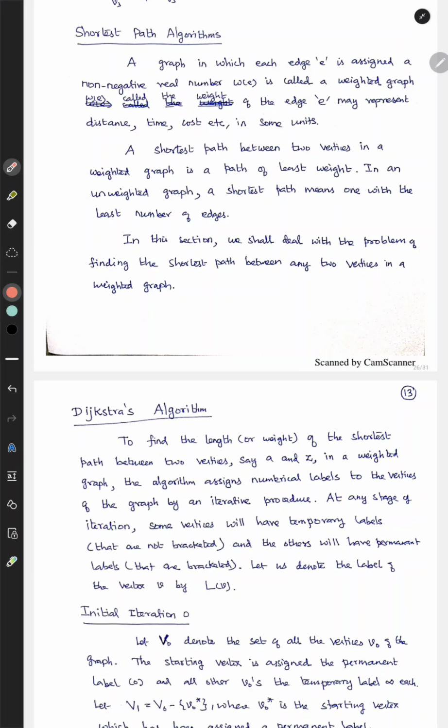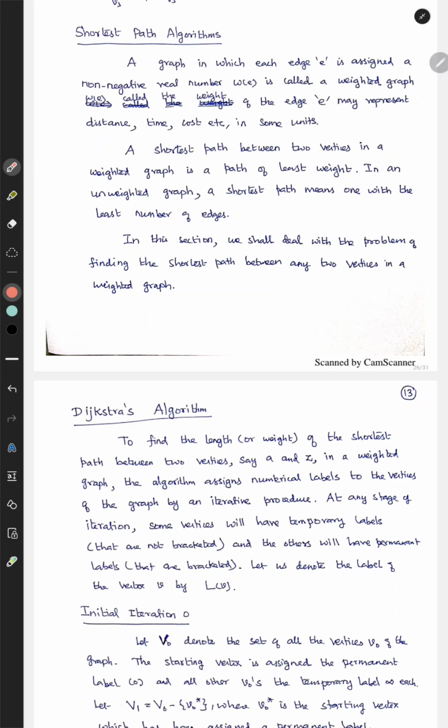So the next section is shortest path algorithms. Every edge is associated with a weight, a non-negative real number. If such a number is associated with each edge, then you call the graph a weighted graph. An edge having a numerical value associated with it is called a weighted edge, and if all the edges of a graph are weighted edges, the graph is a weighted graph.